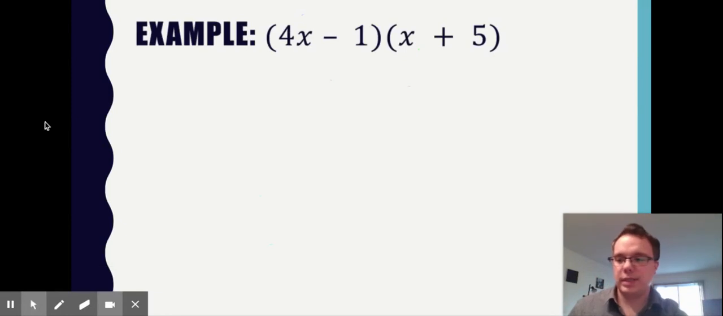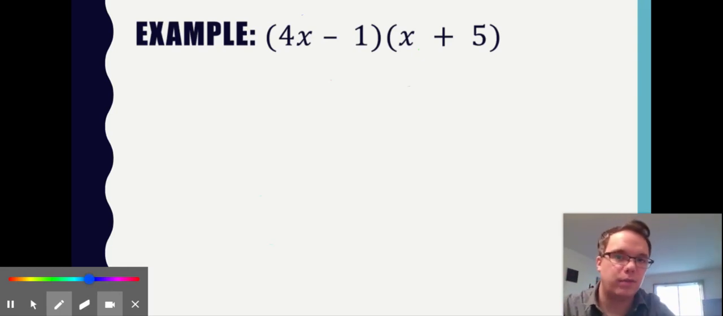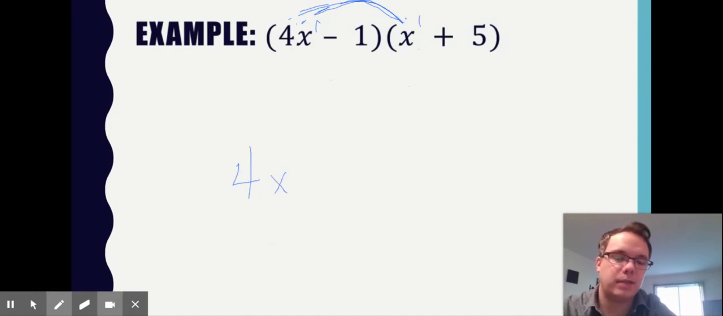All right, we're going to do one more example together of using the FOIL method. So our last example is 4x minus 1 times x plus 5. So again, my F stands for first. So the first term in each parenthesis. So I'm going to take my 4x times my x. Remember, there's hidden ones on these x's. So if I take 4x times x, I get 4, and x to the first times x to the first, I add my exponents, so I get 4x squared.